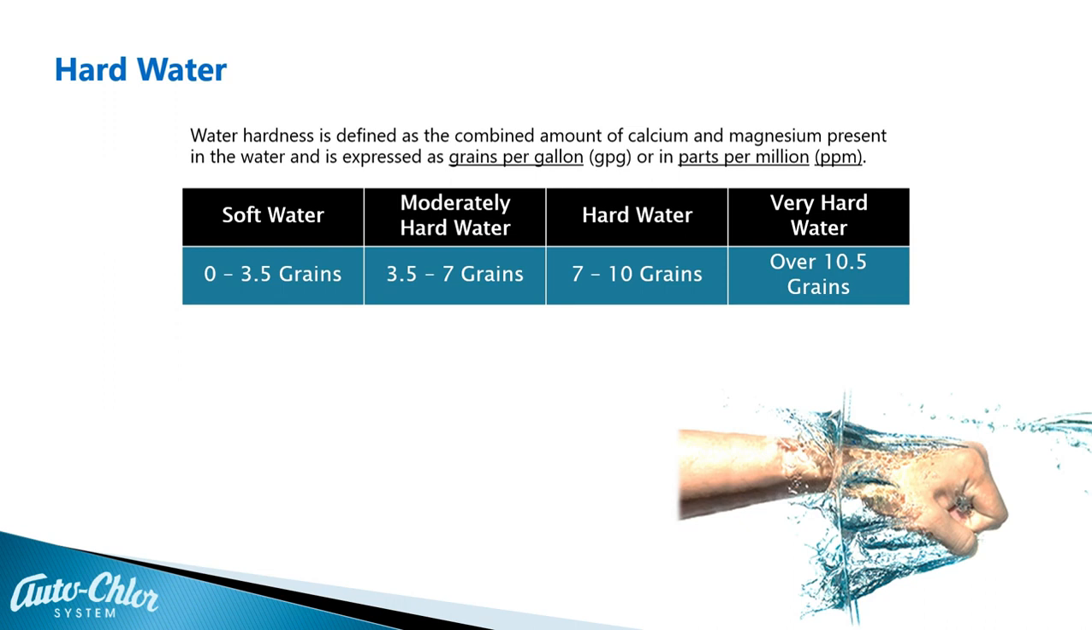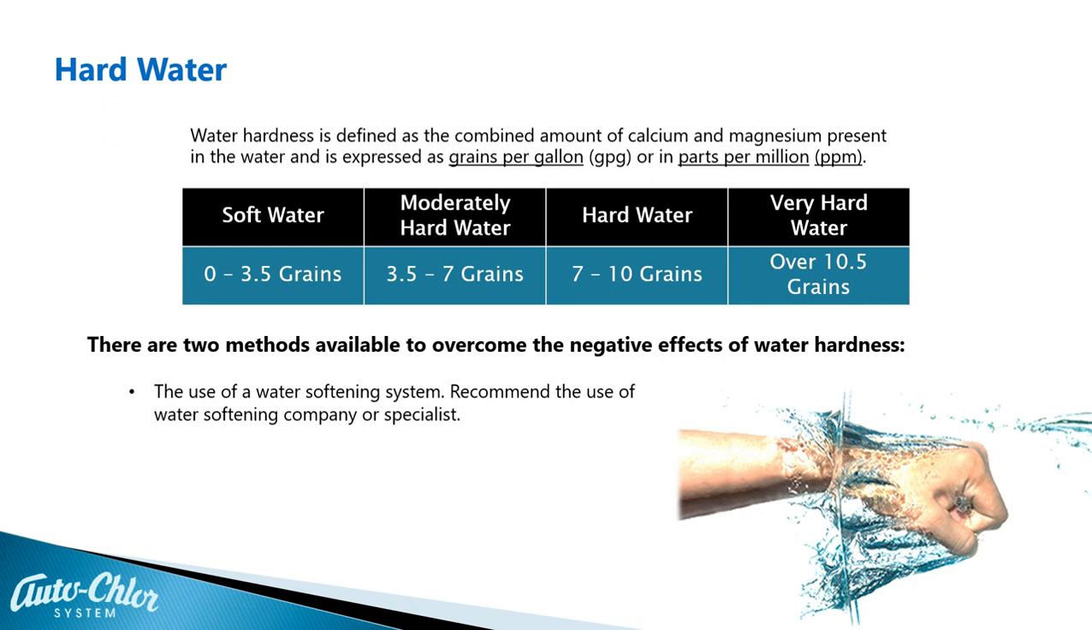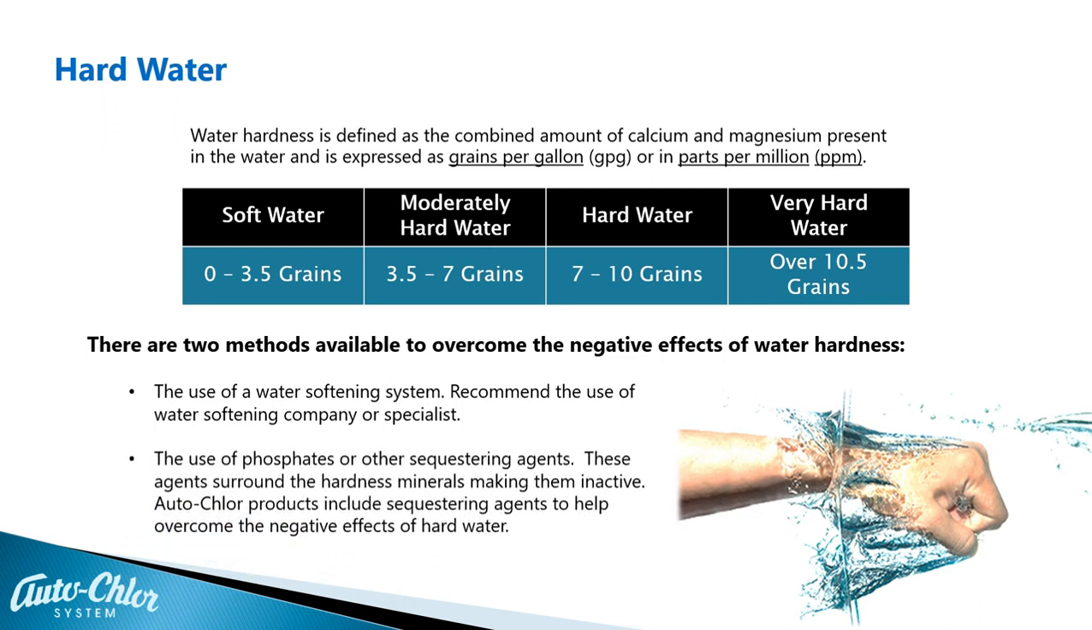In most of our laundry operations, the detergents that we use, the builders that are within it, we can operate fairly comfortably all the way up to a hard water level. Once we start getting into a very hard water level at 10.5 grains per gallon and higher, customer actually needs some assistance with this. So there's two methods that a customer can overcome hard water effects. One is we recommend a water softening system. Second, the use of phosphates or other sequestering agents.